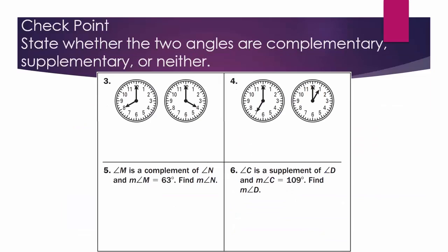All right, checkpoint problems number 3, 4, 5, and 6 are yours. In these problems, you are to state whether the two angles are complementary, supplementary, or neither. In problem number 5, angle M is a complement of angle N, and the measure of angle M is 63 degrees. Find the measure of angle N. In number 6, angle C is a supplement of angle D, and the measure of angle C is 109 degrees. Find the measure of angle D.